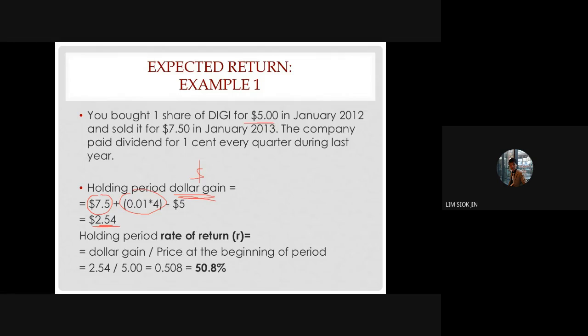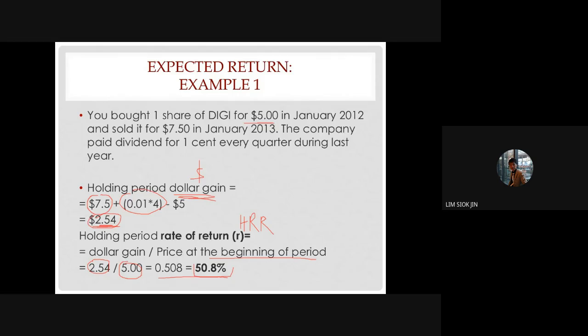How about the holding period return? Rate of return, HPR here. What is the HPR? You simply use this, divide by the price at the beginning of the period. So how much money did they put in? $5. So the HPR is 50.8%.